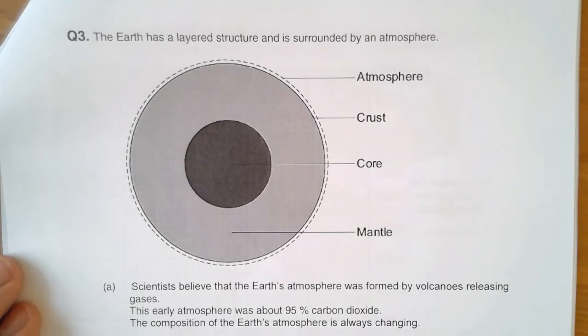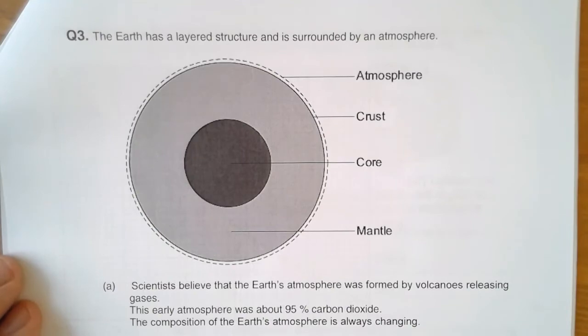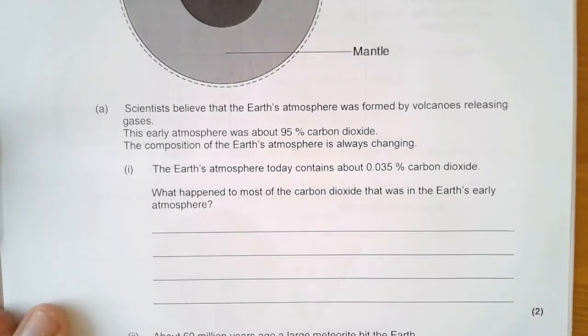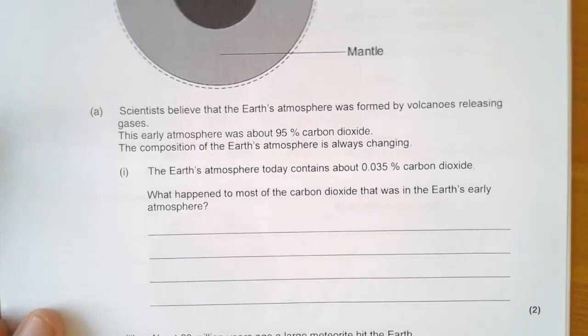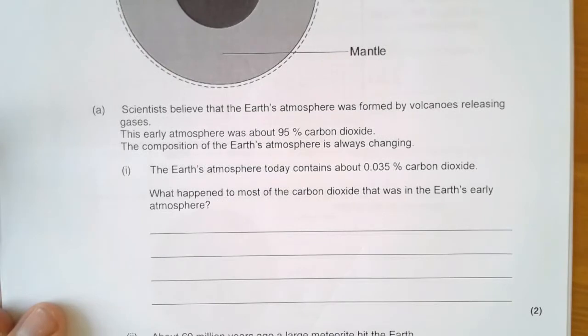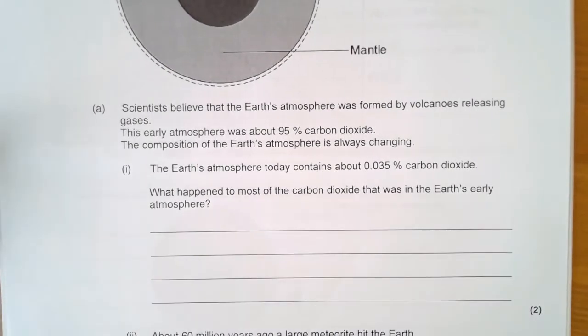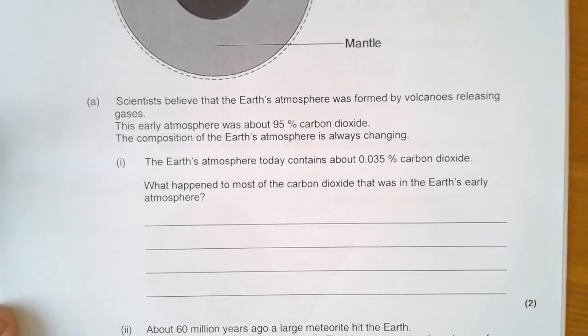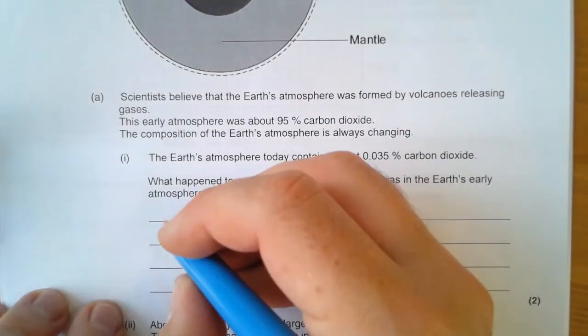So question 3 looks at the structure of the Earth and the atmosphere. If we read the bit here, it says scientists believe that the Earth's atmosphere was formed by volcanoes releasing gases. The early atmosphere was about 95% carbon dioxide. The composition of the Earth's atmosphere is always changing. So the Earth's atmosphere today contains about 0.035% carbon dioxide. So what's happened to most of the carbon dioxide that was in Earth's early atmosphere?